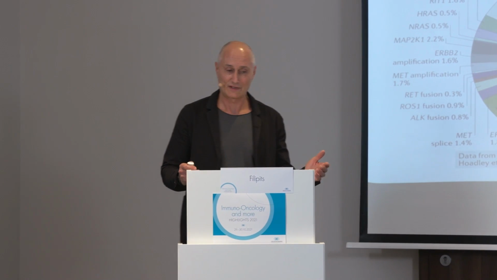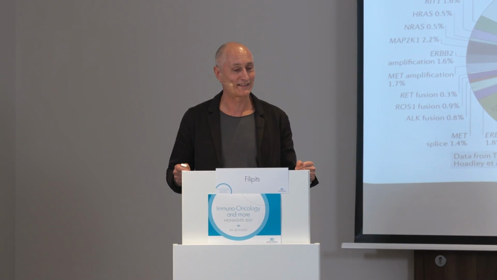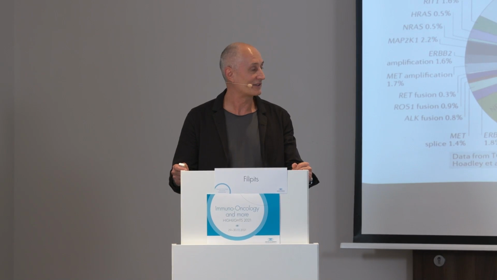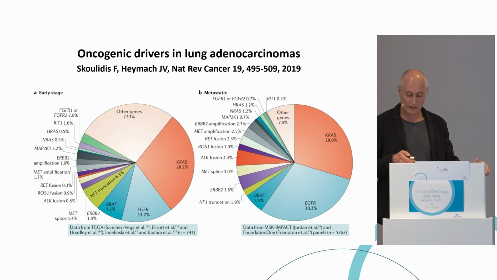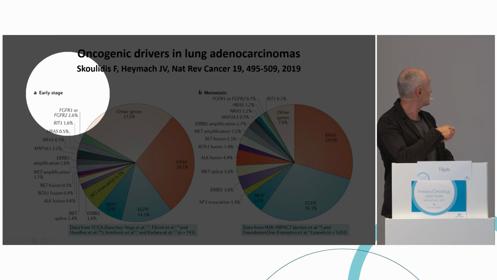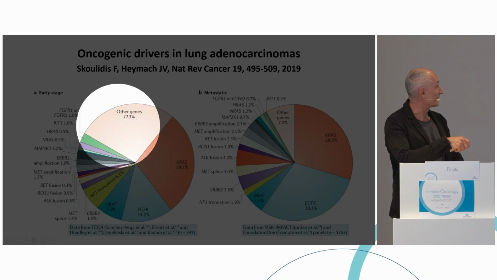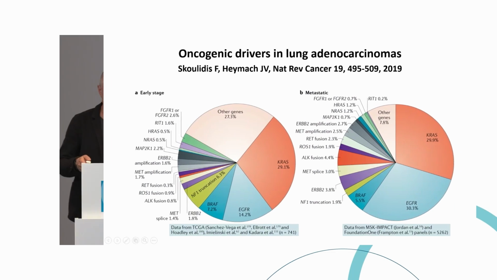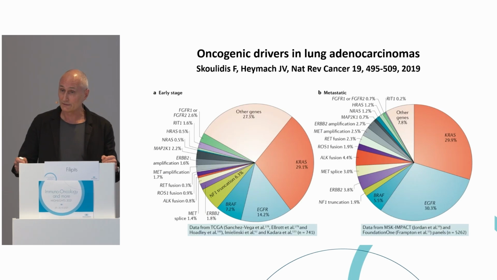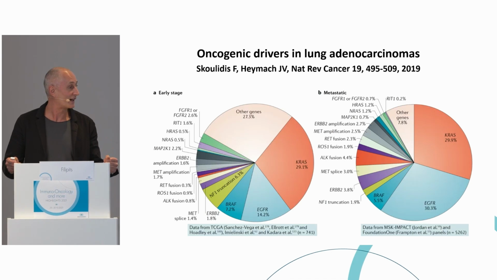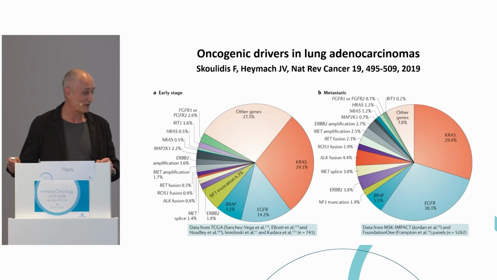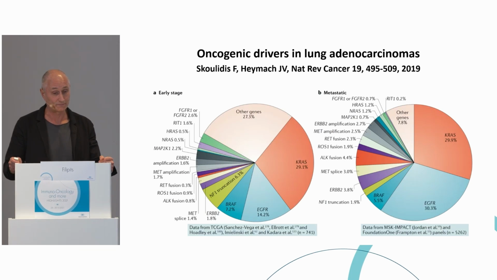These are the pie charts which are necessary for lung cancer, showing the oncogenic drivers in lung adenocarcinomas. The first thing you can see here is that we have two charts. One on the left side is in early stage patients, and on the right side for metastatic patients. And the good thing is they are pretty similar. That means that one can speculate that the results we get in the metastatic setting can at one time be translated to the adjuvant setting, which may then actually lead to cure of patients with these types of lung cancer.